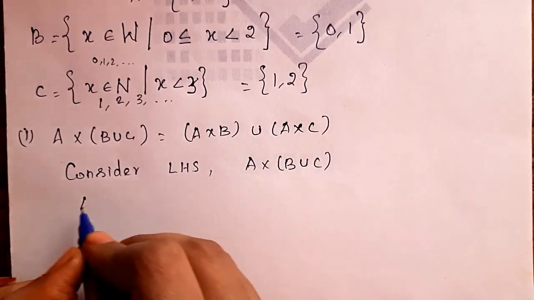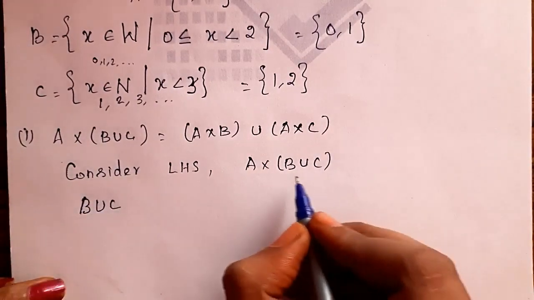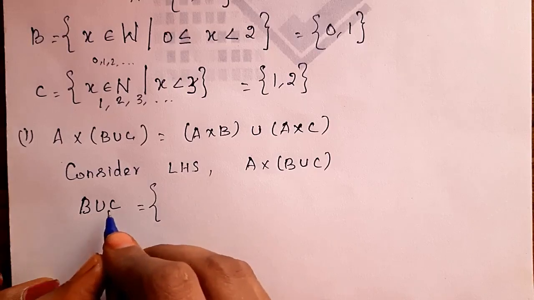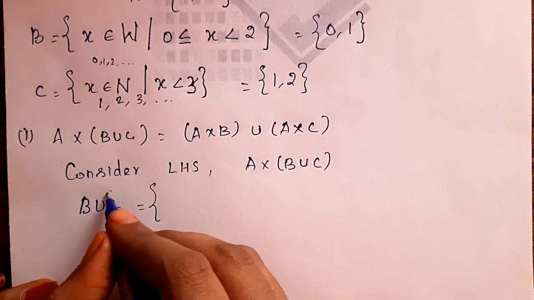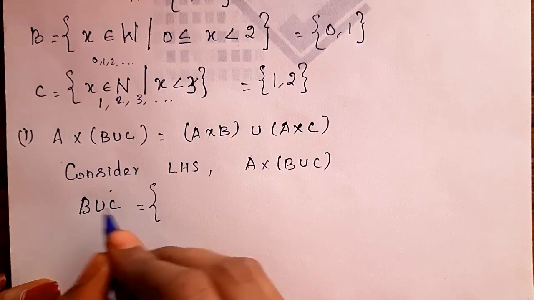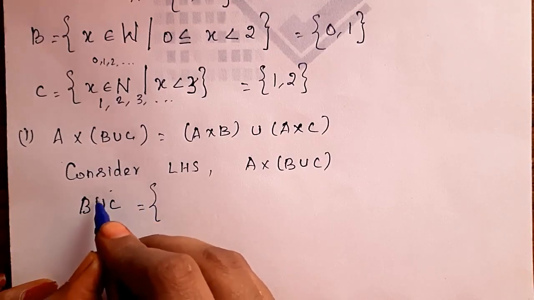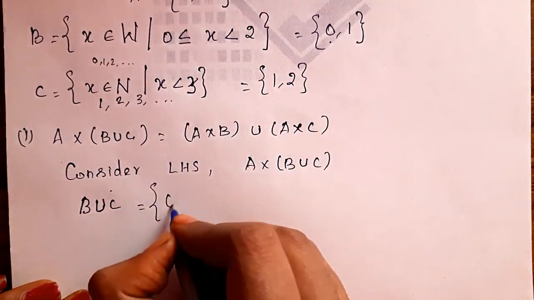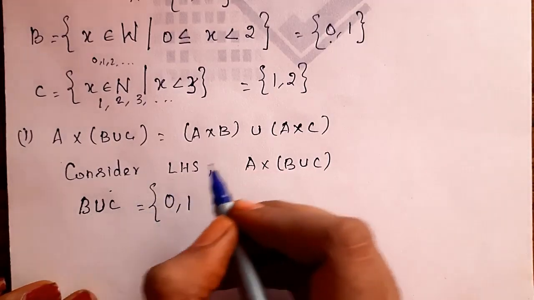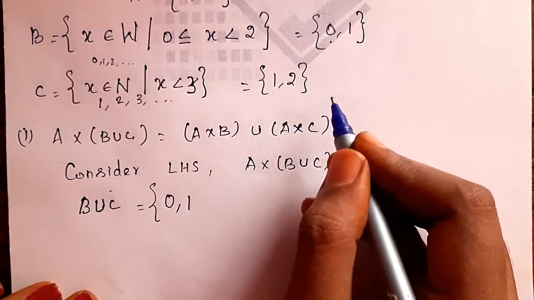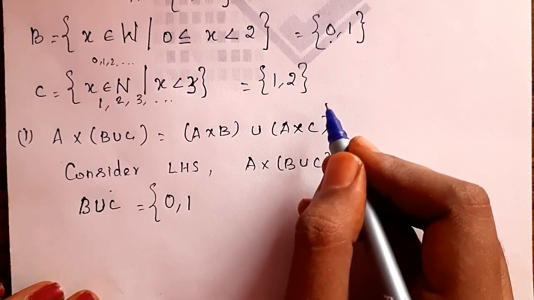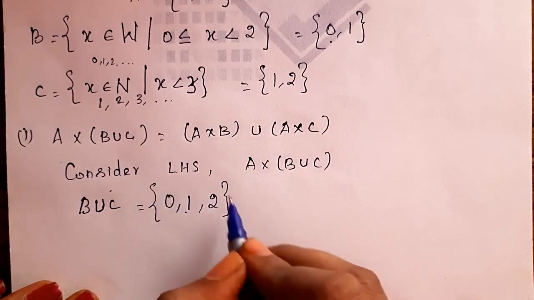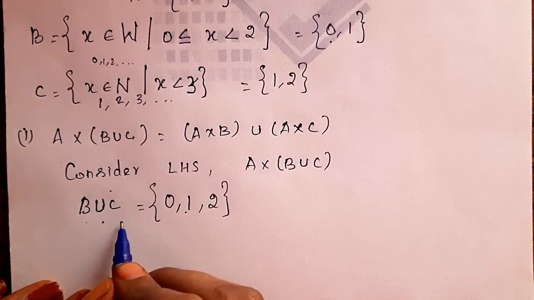From this, what is B union C? I am asking you, what is B union C? Union means you have to collect all the elements from B and all the elements from C. You should not miss anything. That is known as union. So the elements in B are 0, 1, and the elements in C are 1 and 2. But already 1 is there, so just we can write 2. Clear now? We collected all the elements of B union C.